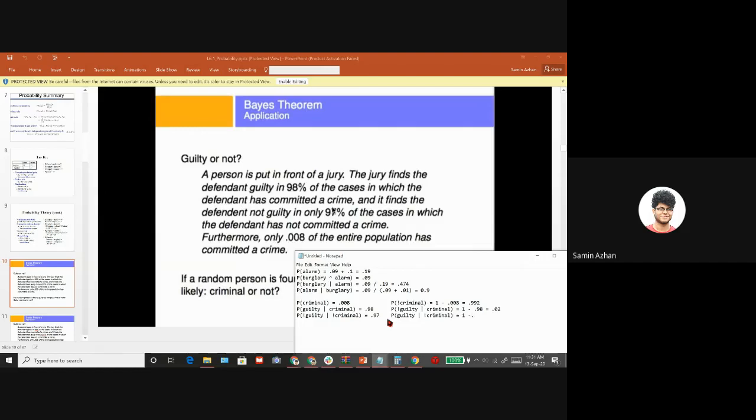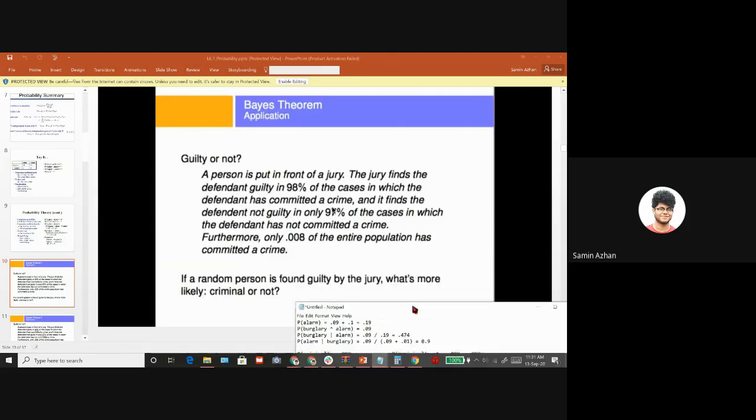One minus 0.97 equals 0.03. So this is all the information we can gather from the given scenario. Now, what do we have to figure out? Our question is, if a random person is found guilty by the jury, what's more likely, criminal or not?